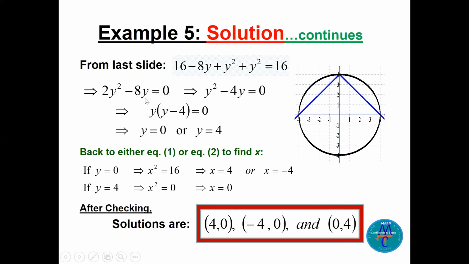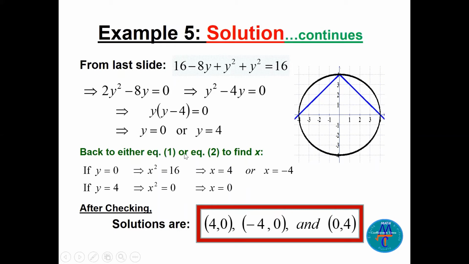When we arrange the equation, we will get 2y squared minus 8y is equal to 0, because this 16 here will be cancelled. Then divide by 2, we get y squared minus 4y is equal to 0. Take y as a common factor. So y times (y minus 4) in the bracket, y equals 0 or y equals 4.